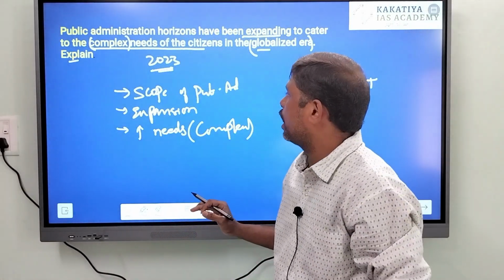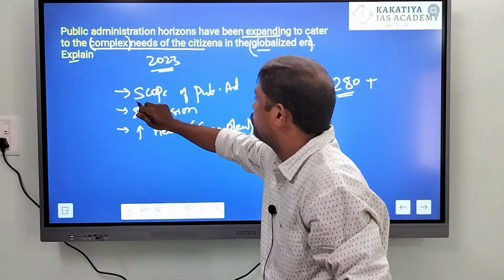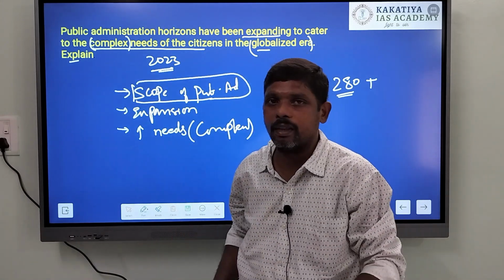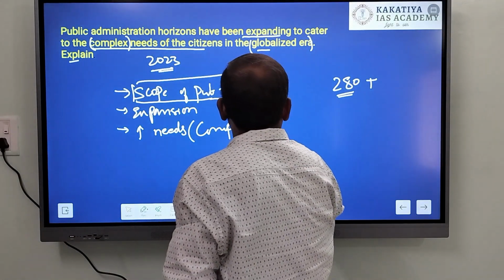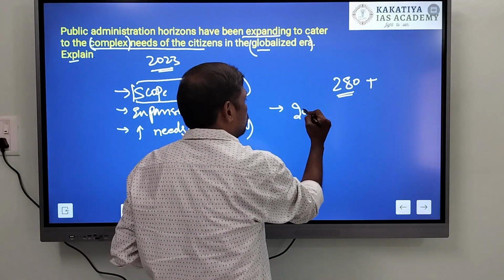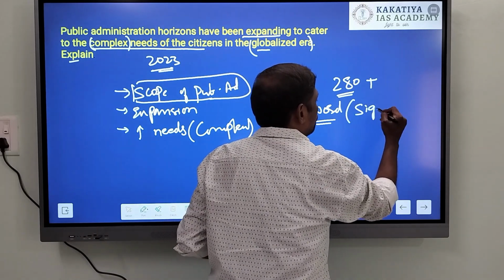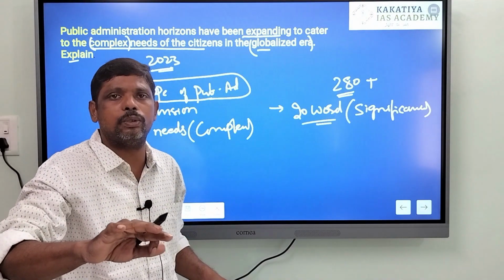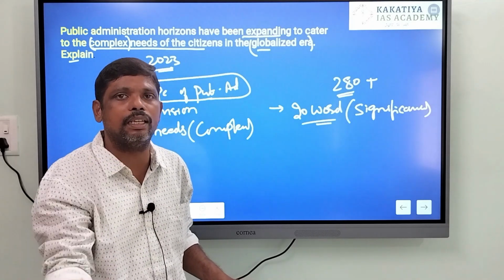That means our answer should clearly prove that there is an increased scope of public administration. Alright. So the answer should start with the significance of public administration. The first 20 words should be about the significance of public administration. So you can use any quote. You can use the definition given or importance given by any thinker.